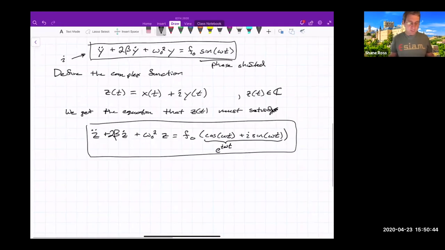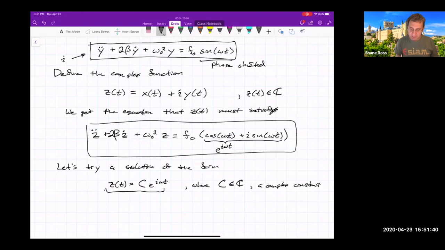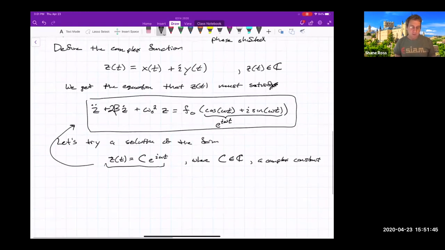All right, so we're gonna assume a form for the solution. So let's try a solution of the form z of t equals c e to the i omega t, where c is a complex constant. So we'll try that. If we just substitute this guess into this equation and work it out, what do we get?